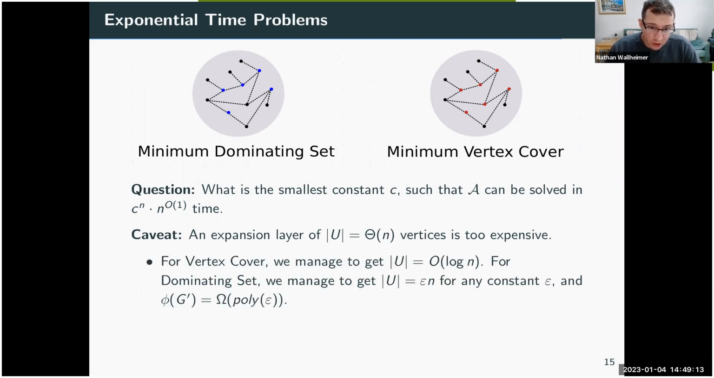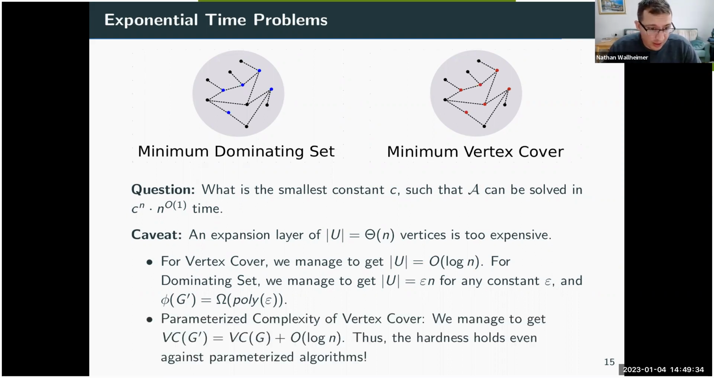So for vertex cover, we do manage to use an expansion layer that has size order of log n. And for dominating set, we do the same, but of size epsilon n, where epsilon is any constant. And the conductance of the resulting graph is some poly epsilon. We also have some interesting take about parameterized complexity of vertex cover. We managed to also control the size of the solution. It might increase by only order of log n. So the hardness here holds even against parameterized algorithms.